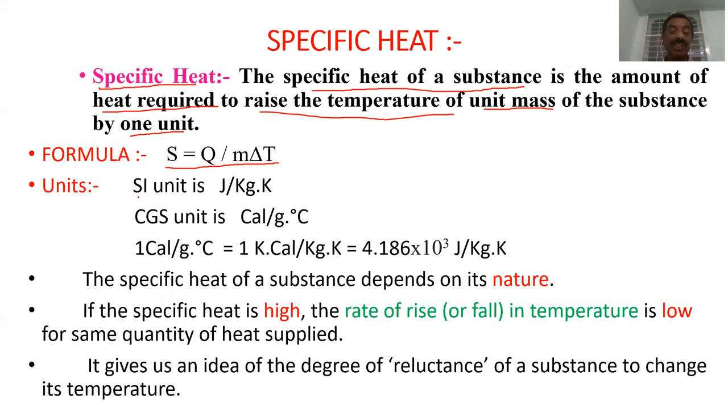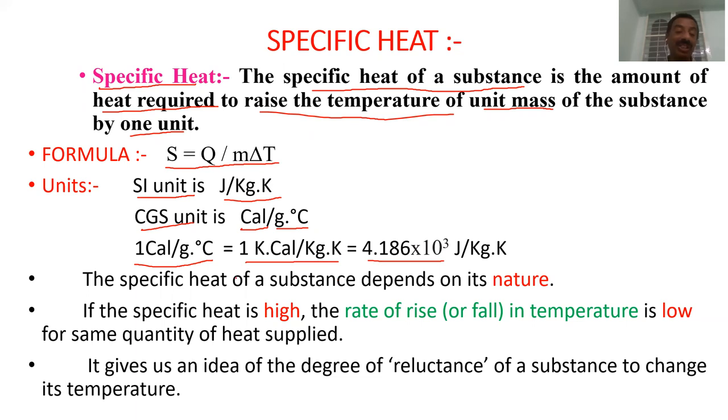Units of specific heat: the SI unit is joule per kilogram Kelvin. In CGS-type units it is calorie per gram degree Celsius. The relation between these units is 1 calorie per gram degree C equals 1 kilocalorie per kilogram Kelvin, which equals 4.186 × 10^3 joule per kilogram Kelvin.